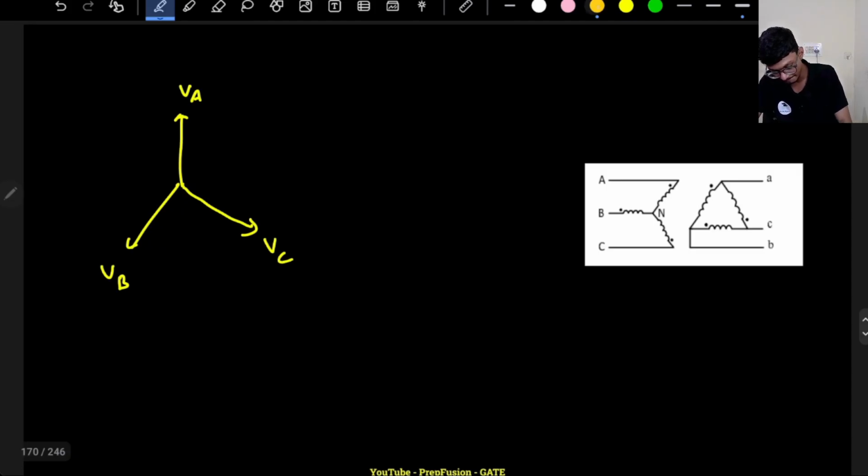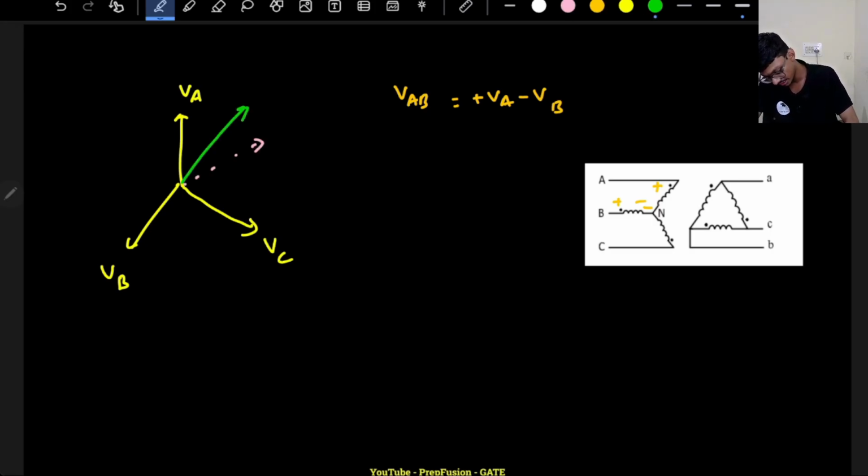Now what is VAB? If I see, this is plus minus and this is plus minus, correct? So basically it is plus of VA minus of capital VB, and minus of VB will be somewhere here. So my VAB will be somewhere here, that is, it lags the phase voltage. It does not lead VA, it lags VA. So this is 30-degree lagging here.